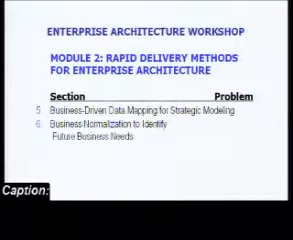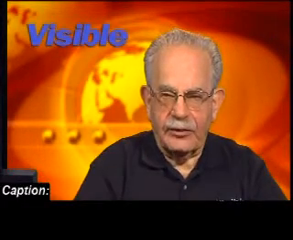Section 6 covers business normalization to identify future business needs. Normalization comprises a number of rules that have traditionally been applied by IT data modelers to understand the meaning of data and structure that data more efficiently for access by computer databases.